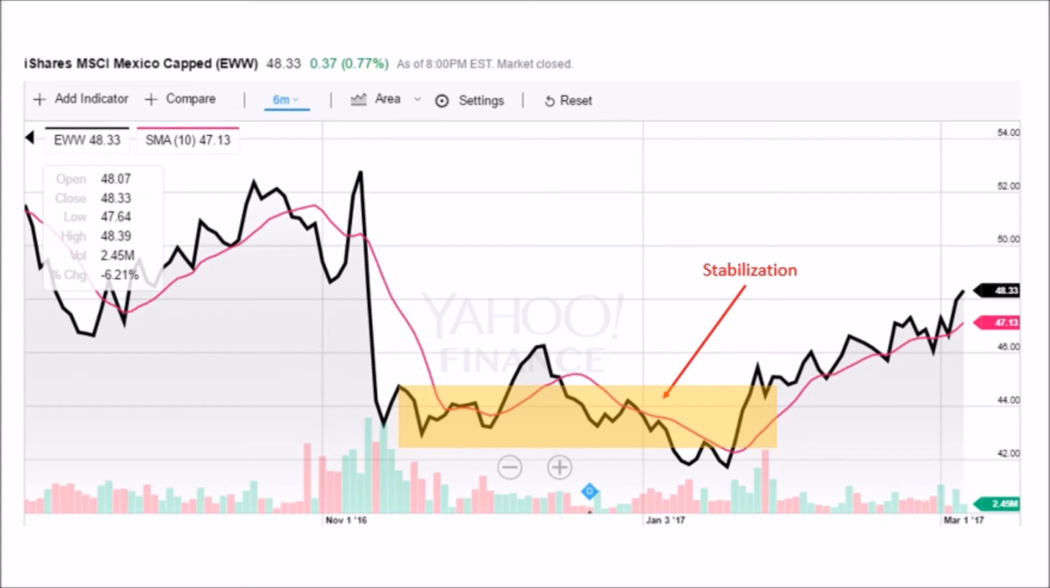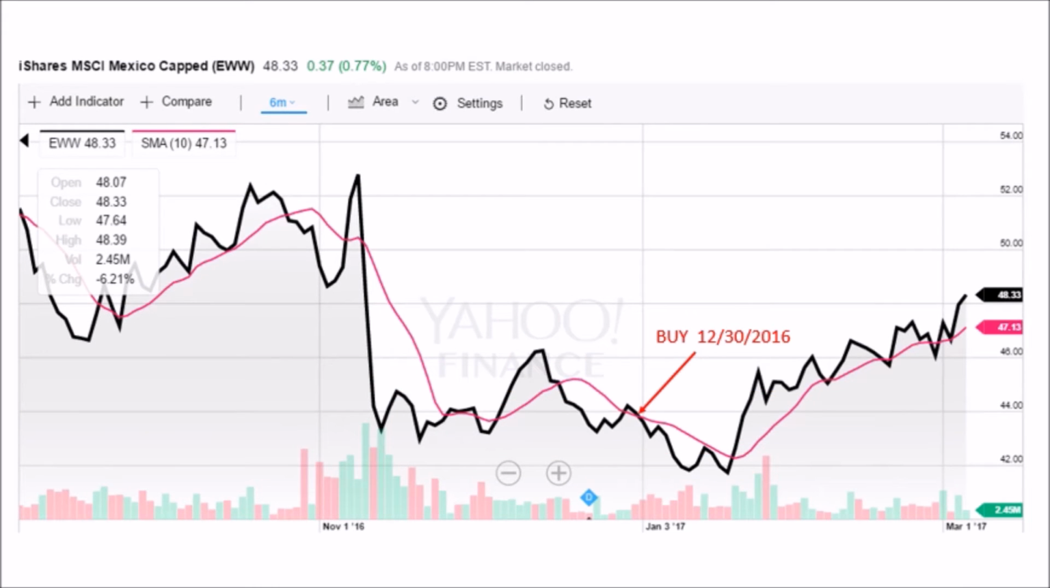Now, you can see that on our 6-month chart with that 10-day moving average, this yellow area that I've shaded in, you can see over a period of about 2 months or so following the election, there does seem to be a period where the price has stabilized and that price has solidly broken out and moved above the 10-day moving average. And so when we were in the middle of that stabilization area back at the end of the year on December 30th, I decided to buy into this Mexican ETF. And you can see where I've marked it there.